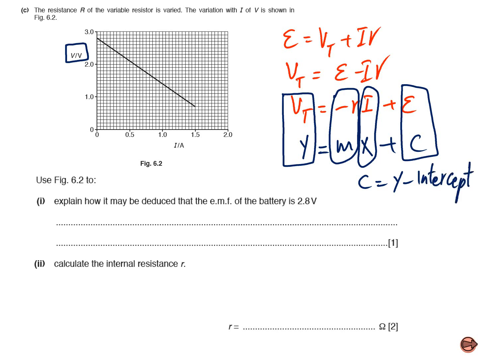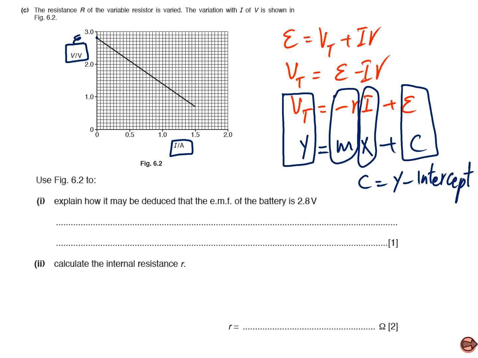And we can see here, this is the x-axis, I is on the x-axis. So we need to find the y-intercept. Y-intercept simply means this point is the y-intercept. So this is the E. Now let's try to answer this question.